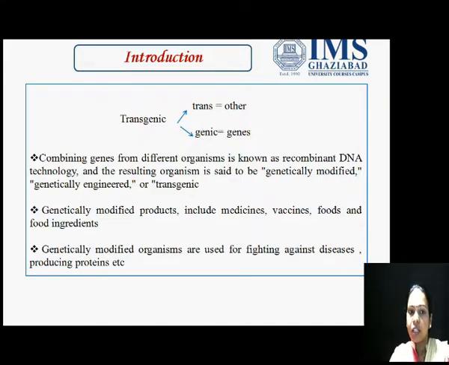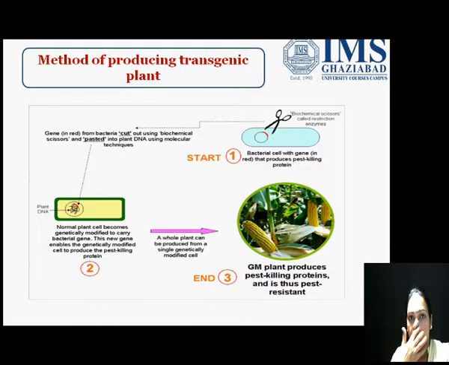Genetically modified products include various medicines, vaccines, foods, and food ingredients, while genetically modified organisms are used for fighting different diseases and producing proteins. Now you can see the method of producing a transgenic plant or organism.